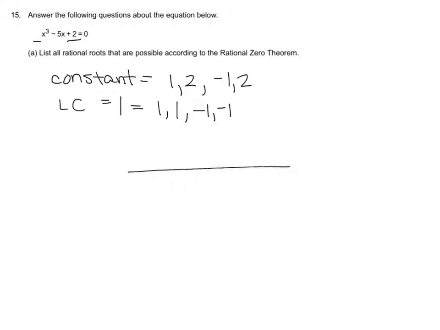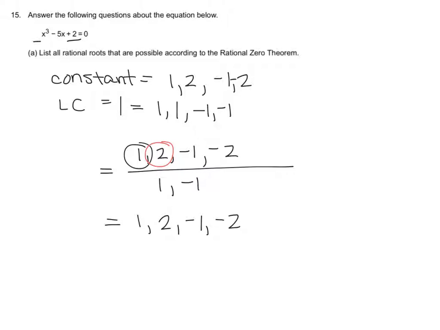If we set this up as a division problem, I have 1, 2, negative 1, and negative 2, and then a 1 and a negative 1 in my denominator. So I'll go ahead and divide these. 1 divided by 1 is just 1. 2 divided by 1 is 2. Negative 1 divided by 1 is negative 1. And negative 2 divided by 1 is negative 2.